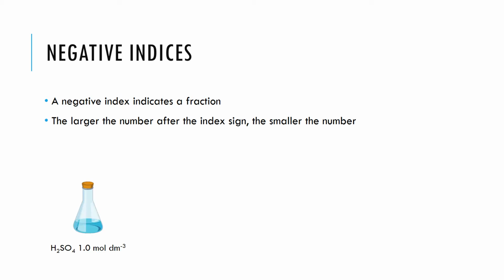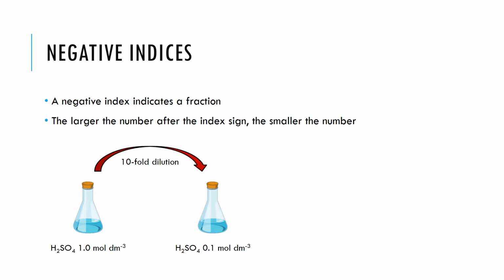Let's imagine that you take a conical flask of sulfuric acid at a concentration of 1 mole per decimeter cubed, and that you perform a 10-fold dilution upon that initial flask of sulfuric acid, so that you now have it at a concentration of 0.1 moles per decimeter cubed. Now, simple mathematics will allow you to work out that you've taken 1 mole per decimeter cubed and you've divided that concentration by 10 by the sulfuric acid undergoing a 10-fold dilution to yield a final concentration of 0.1 mole per decimeter cubed.